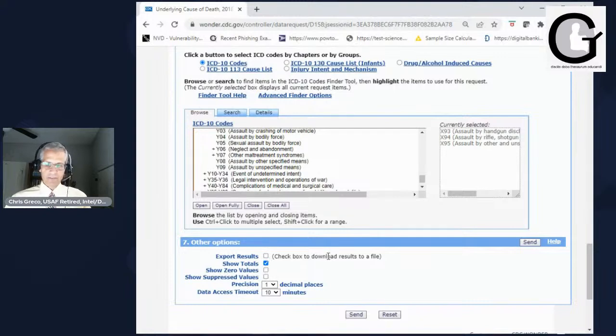It'll be a text file. You can show totals, show all these different areas. And what we're going to do is just put send here. Now remember, these are ICD-10 codes right here. And you can change it. You can say ICD-10 cause list: infants, injury intent, mechanism, drug, alcohol. You can do any of those things. We just use the ICD-10 codes.